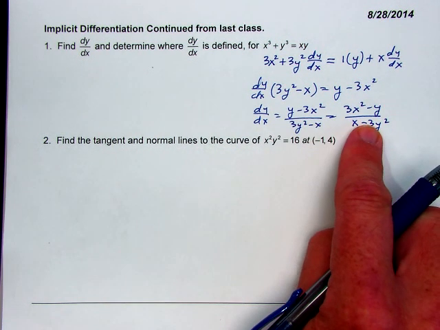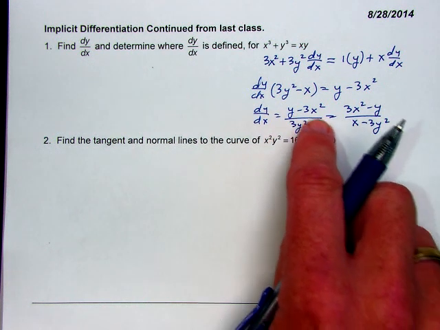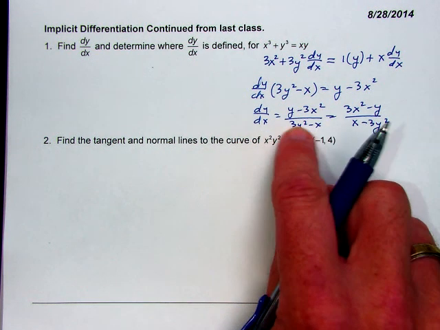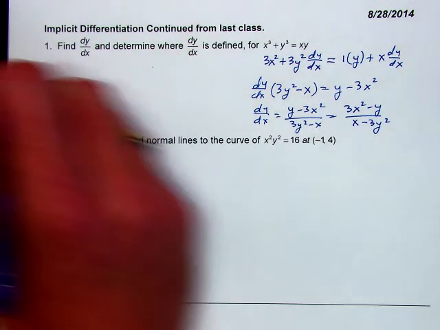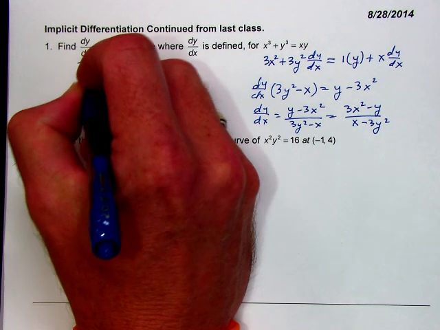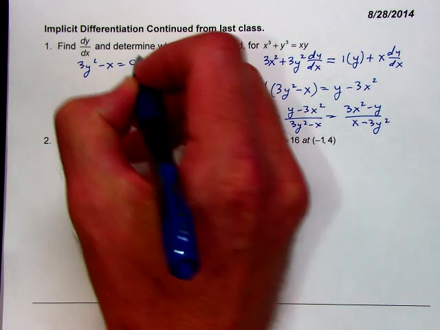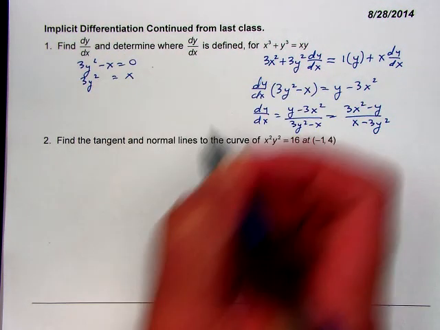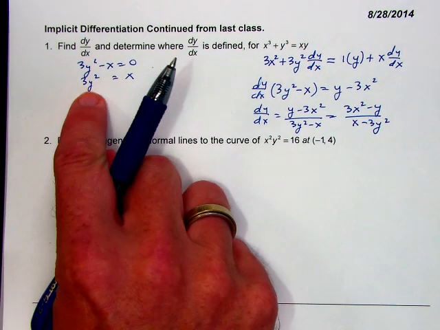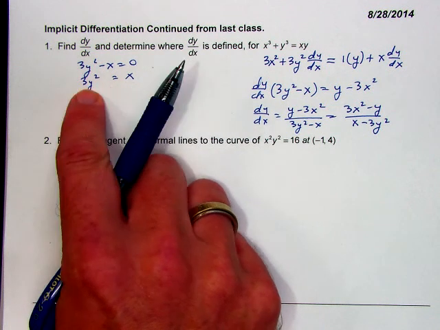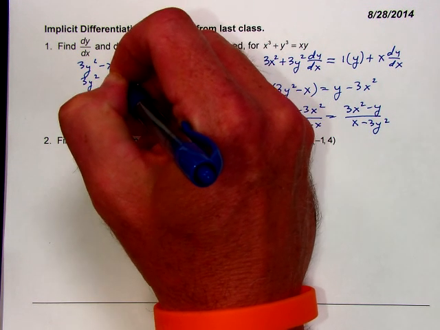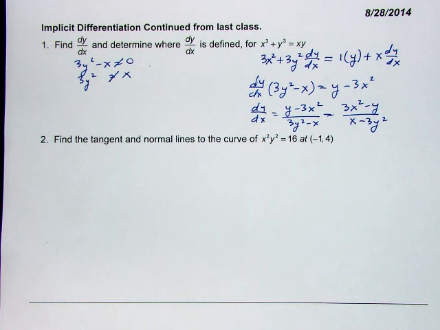All right, where is it defined? Well, this is defined for every value as far as the numerator is concerned, but it's undefined whenever 3y squared minus x equals 0, or whenever x is equal to 3y squared. So as long as this relationship happens, that x cannot be equal to 3y squared, it holds true.